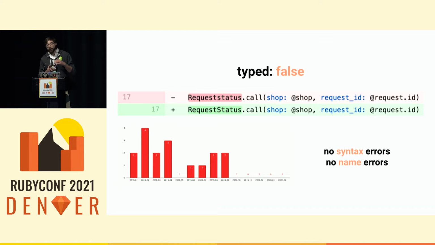As soon as we started migrating some of these files to type false, we realized that we were not seeing any more syntax errors and name errors in production. So fewer of those errors were reaching production, at a very minimal cost: just adding the sigil on top of the files, and not engineering them with Sorbet.